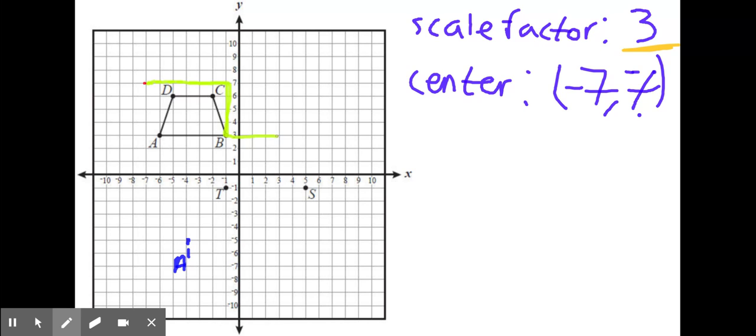I go over 6 again and down 4, that would get me to S. I go over 6 again and down 4. That gets me to this point at 11, negative 5. And that is where I have B prime.